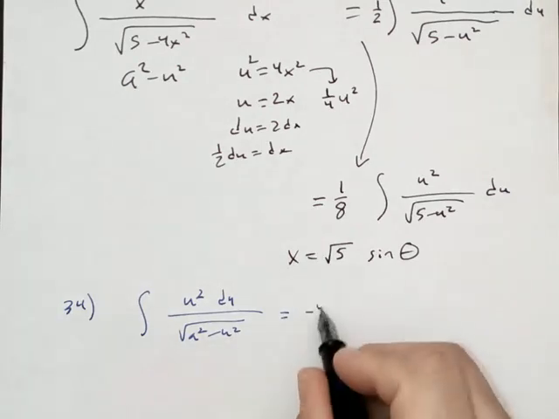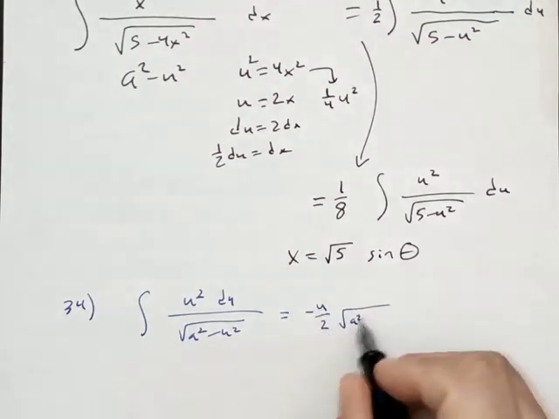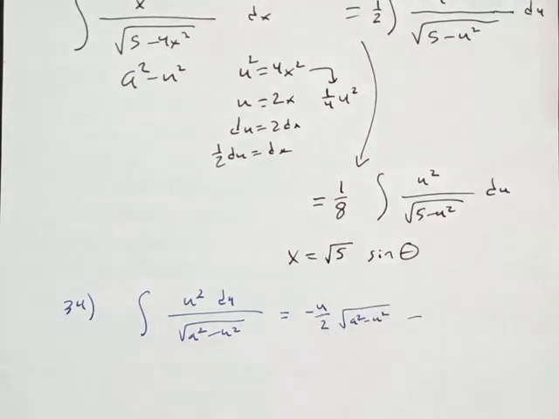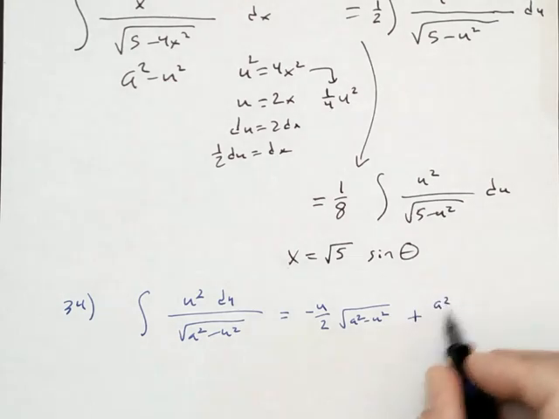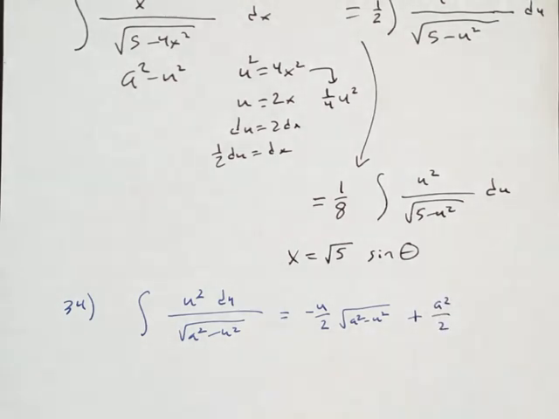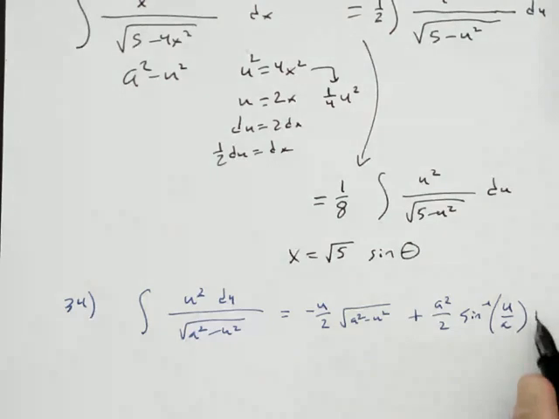Minus u over 2, square root a squared minus u squared, plus a squared over 2 times the inverse sine of u over a plus c.